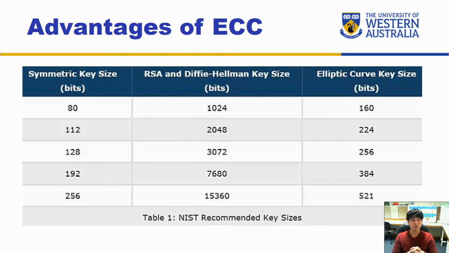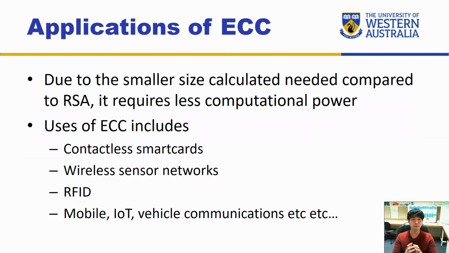Okay, so ECC can reduce the key size, but key size does not necessarily reduce the number of operations. So the running time is different to the key size. Just remember that. Okay, so where can you use ECC? Well, due to the smaller size calculations needed compared to RSA, typically it needs less computational power. The time to compute doesn't necessarily mean it's reduced, but overall, the computation power you need is much less because you're handling smaller numbers.